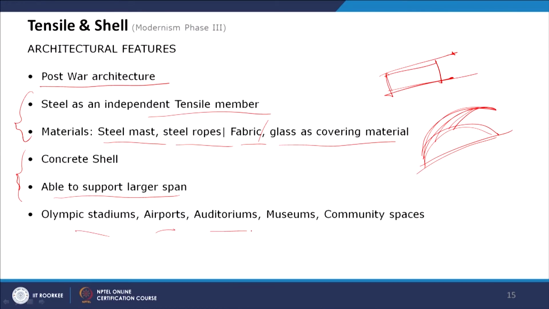After the industrial revolution, a lot of different kinds of buildings like railways and office buildings started coming out in the cities and different places, and a lot of influx was there towards the city because there was an industrial revolution, and that was a need. And after the World War, airports, Olympic stadiums, auditoriums, museums and community spaces started coming.